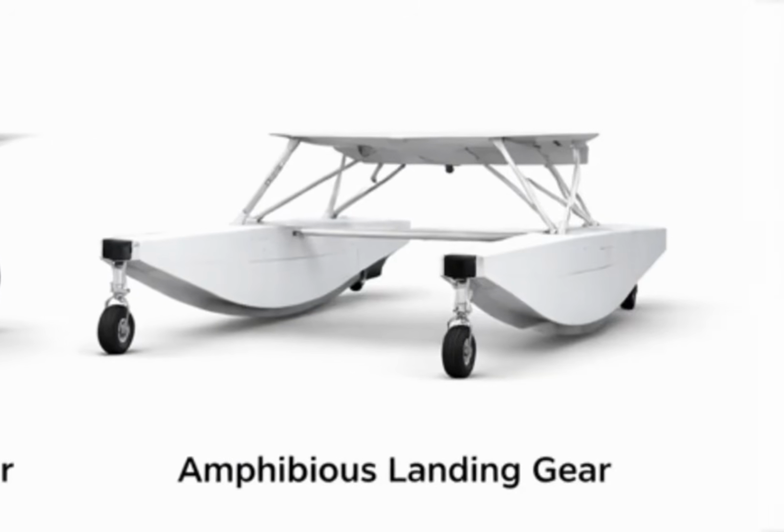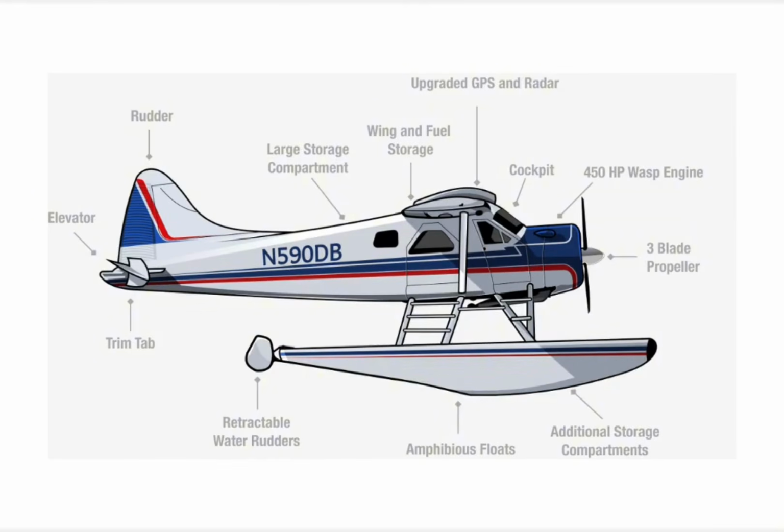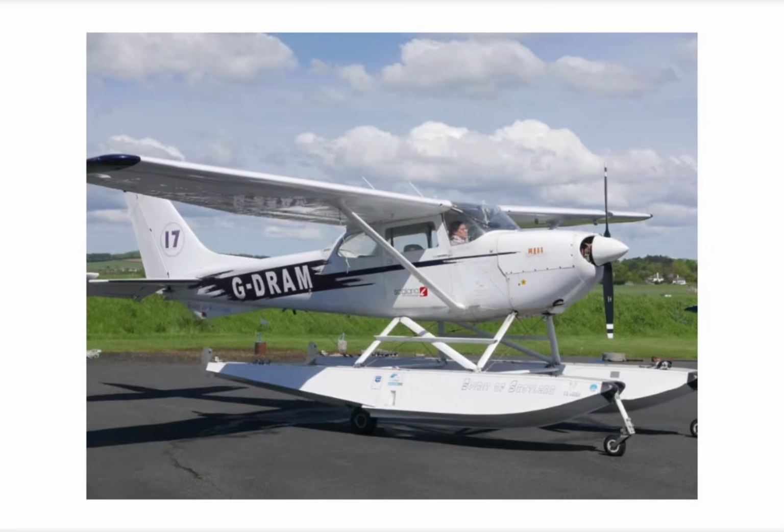Amphibious landing gear allows an aircraft to operate both on land and on water. These systems combine wheels with floats or a special hull design, giving the aircraft the ability to land on runways as well as lakes or coastal waters. Amphibious aircraft are often used in remote areas where airports may not exist, but water access is available, making them very useful for transport, tourism, and rescue missions.